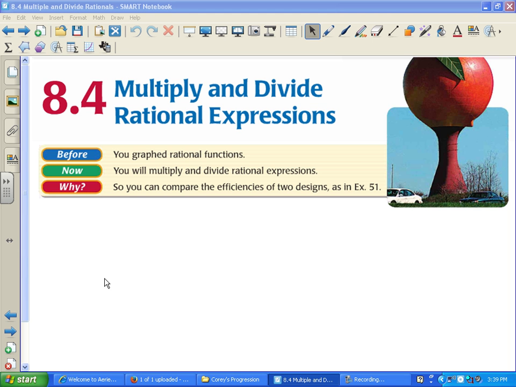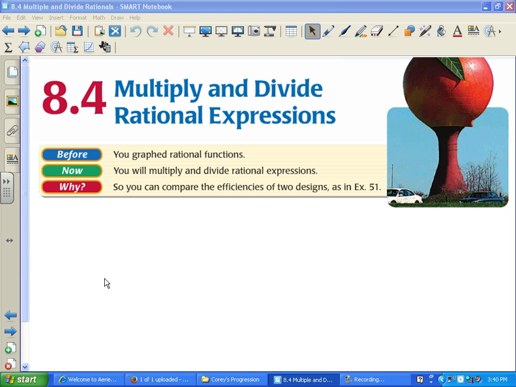Basically, I call chapter 8 advanced fractions. Yesterday we graphed those advanced fractions. Today we're going to look at multiplying and dividing fractions. Tomorrow we're going to look at adding and subtracting fractions. So really, it's just fraction work.